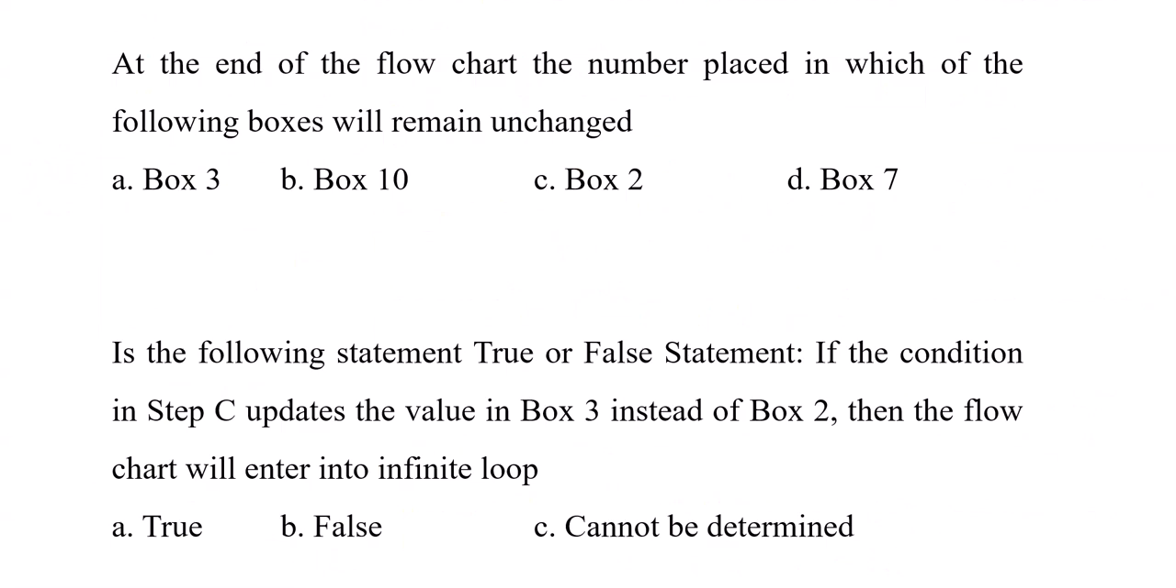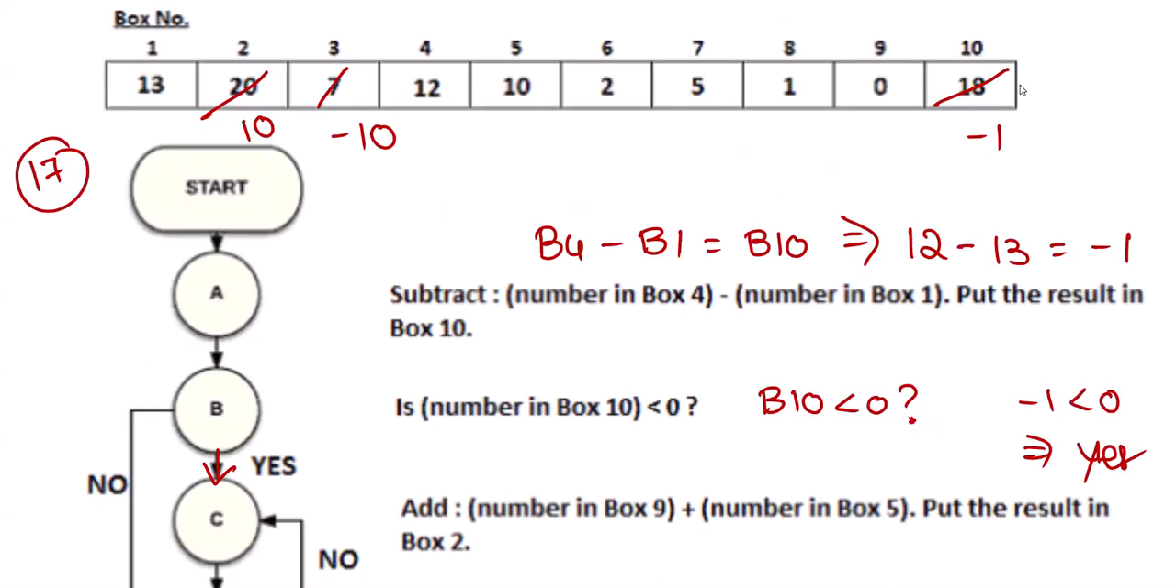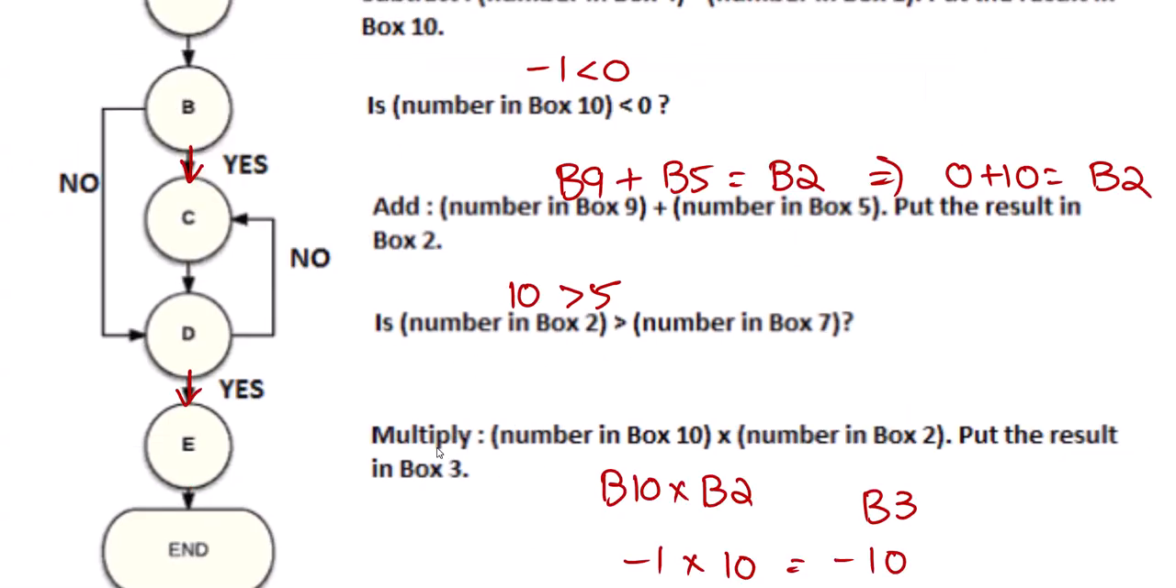Just now I mentioned which is unchanged. Box 7 is unchanged. It remains unchanged, we updated 2, 3 and 10. Box 7, you observe the last line: put the result in box 10, put the result in box 2, put the result in box 3. There is no statement to put the result in box 7. So definitely there is no change.